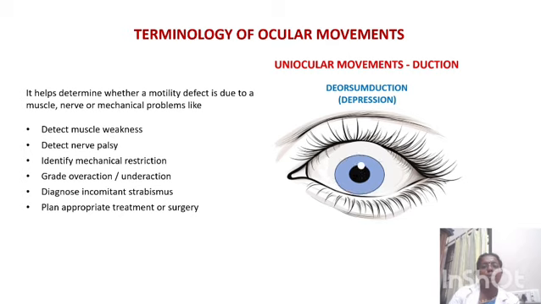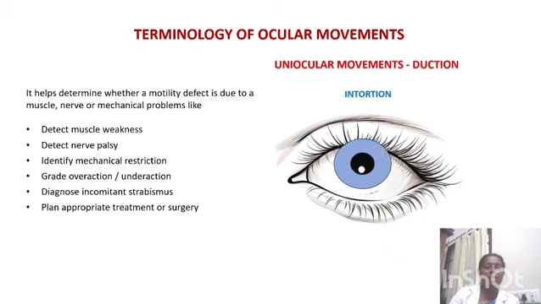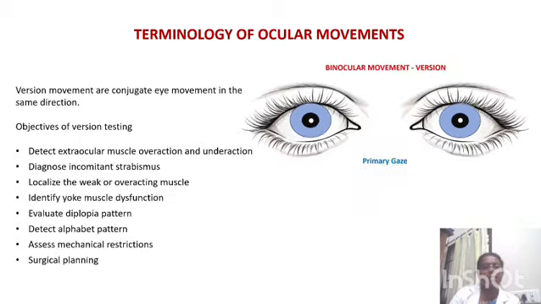Uniocular movement examination, or duction testing, evaluates the function of individual extraocular muscles by testing each eye separately. It is essential for identifying muscle palsies, nerve palsy, and mechanical restriction, to gauge overaction and underaction of muscles, diagnose incomitant strabismus, and plan appropriate treatment or surgery.